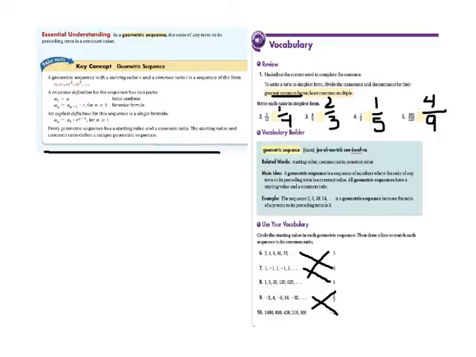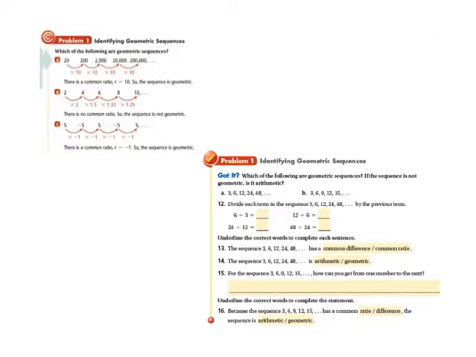Hopefully this is what you came up with. If not, pause the video and check out what you did and see if you can figure out why. Alright, so for problem 1, it asks us to identify the geometric sequences. On problem A, we can see that they multiply by 10 over and over and over again, so the common ratio is 10. So that means, yes, it is a geometric sequence.